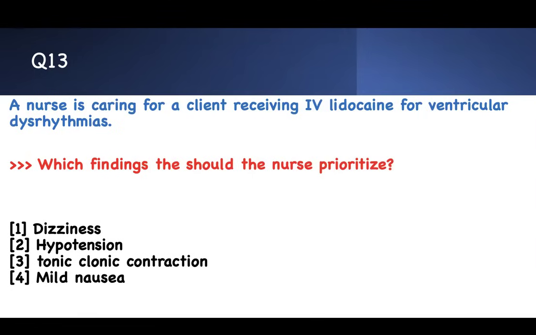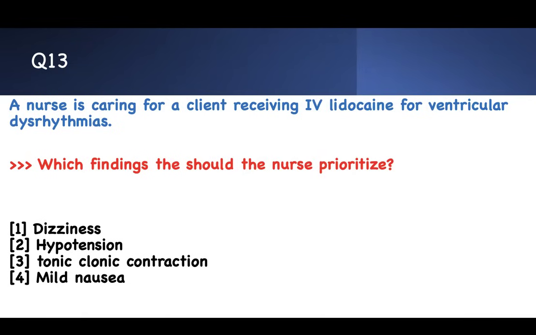Which finding should the nurse prioritize? A nurse is caring for a client receiving IV lidocaine for ventricular dysrhythmia. We use it all the time. You also have to be aware they can change the question. Patient is getting local anesthesia. All of a sudden, they're getting sick. They will develop what? One of the key features of lidocaine toxicity is neurological problem. That is the key. Dizziness, hypertension, tonic-clonic contraction, and mild nausea.